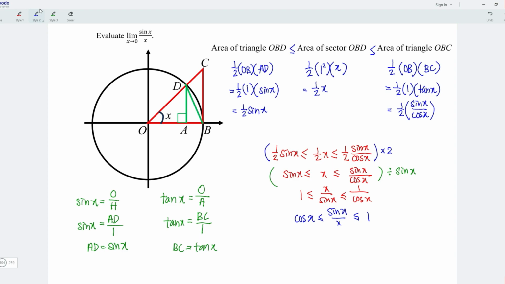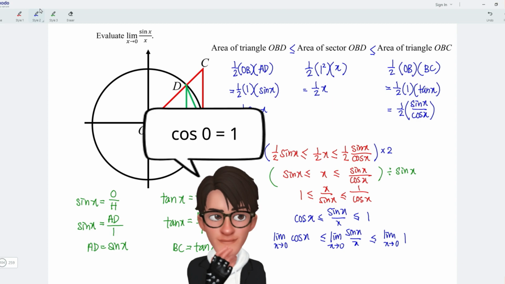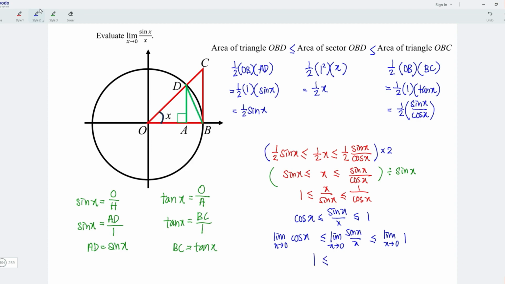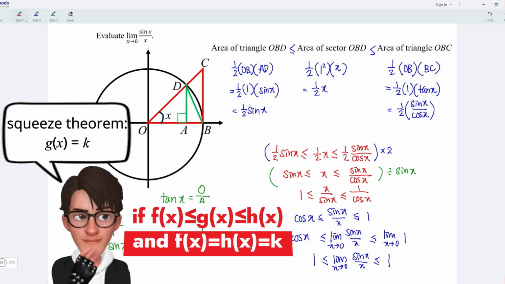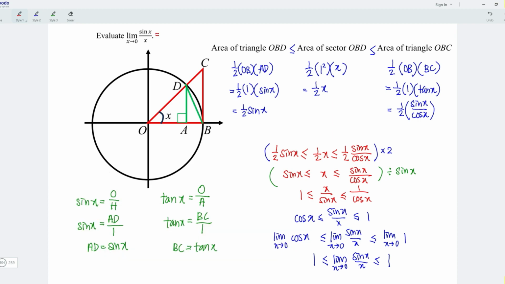Next, let's just apply the limit. When x is equal to 0, cos x is equal to 1, and this is less than or equal to the limit as x approaches 0 of the function sin x over x, and is less than or equal to, since 1 is a constant and has nothing to do with x, the limit as x approaches 0 of the constant 1, which will still be 1. And hence, by using the squeeze theorem, we conclude that the limit of the function sin x over x as x approaches 0 is equal to 1.